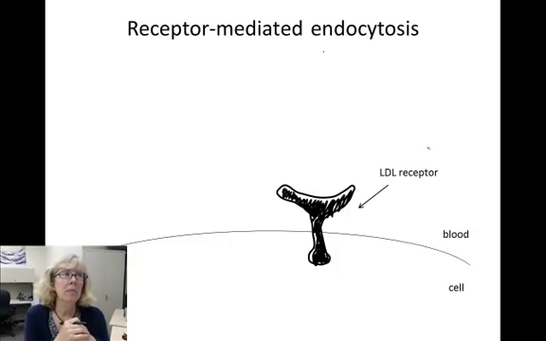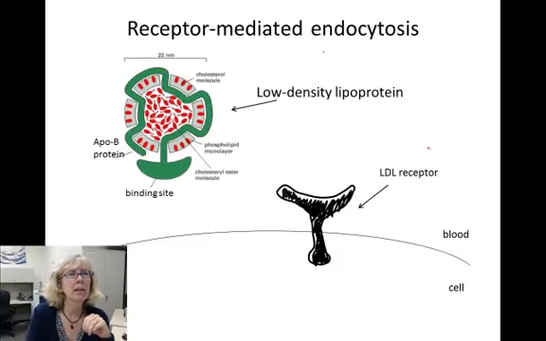Our third example is receptor-mediated endocytosis, another type of active transport. We've talked not very much about cholesterol yet, but it's an amphipathic molecule like the phospholipids that we talked about in the cell membrane. It isn't particularly soluble in water. It's carried in the blood by binding it to proteins, which produce a complex called a low-density lipoprotein. It's got lots of parts to it, which I want you to be aware of.